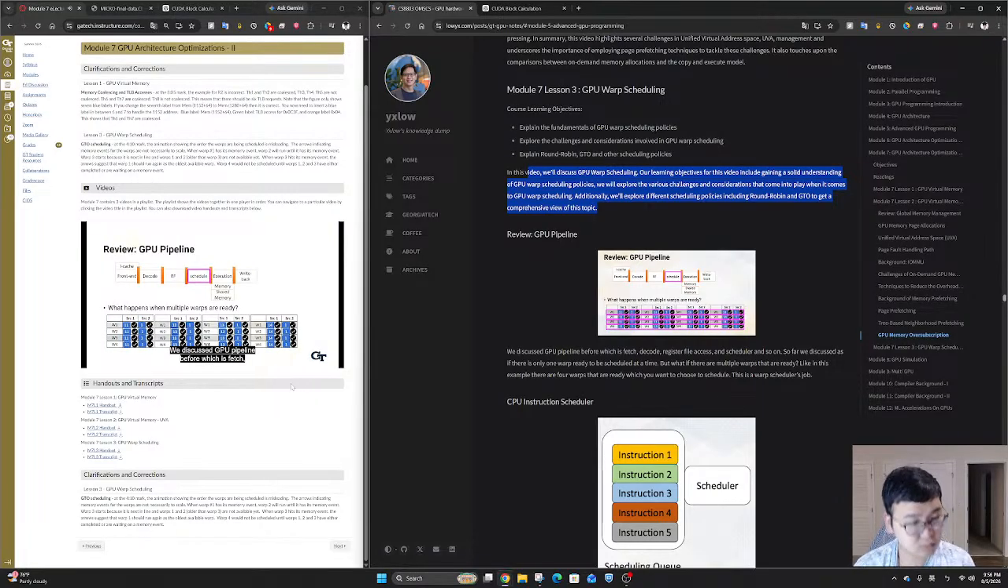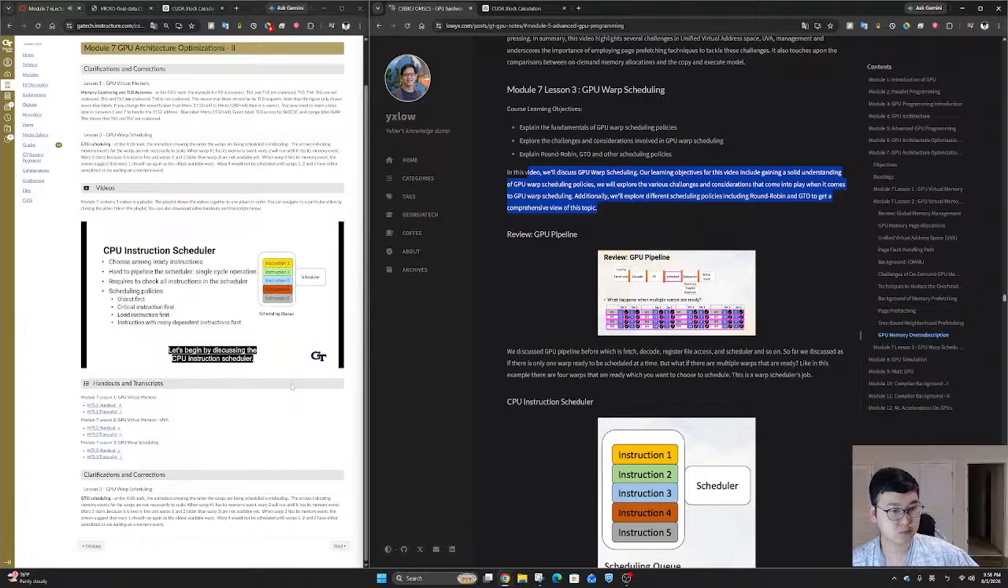We discussed the GPU pipeline before, which is fetch, decode, register file access, scheduler, and so on. So far, we discussed it as if there is only one warp ready to be scheduled at a time. But what if there are multiple warps that are ready? Like in this example, there are 4 warps that are all ready, and you have to choose which to schedule. This is a warp scheduler's job.